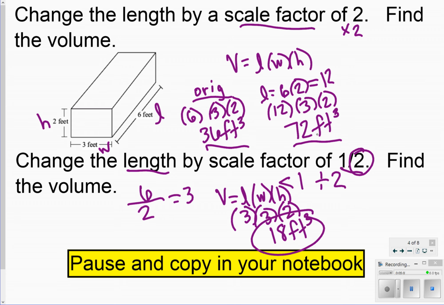And if we're comparing, here we had 36 feet cubed as our original. Our scale factor of 2 made it go up to 72 feet cubed. And our scale factor of 1/2 brought it down to 18 feet cubed. Interesting. Go ahead and pause the video and copy this into your math notebook.